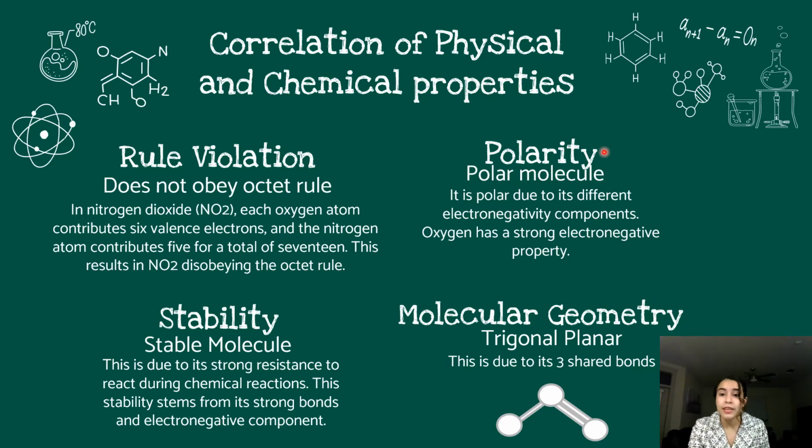If we take a look at its polarity, you will find out that it's a polar molecule. This is due to the different electronegativity components. Oxygen has a very strong electronegativity. If we look at its stability, we will find out that it's a stable molecule, due to its resistance to react during chemical reactions because of the strong bonds and the electronegativity component that we just talked about.